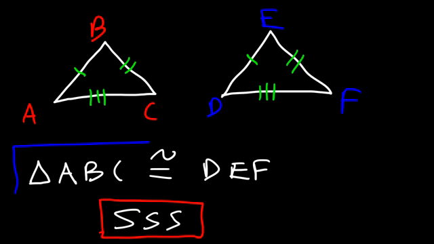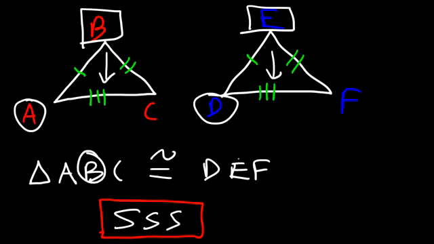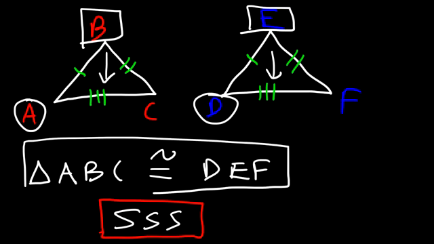Now when you write this expression, you need to write it in such a way that the letters of each triangle correspond to each other. So angle A corresponds to angle D because they're opposite to congruent sides. Likewise, angle B corresponds to angle E. They're opposite to congruent sides, and so we need to make sure that they match when writing this statement. And angle C corresponds to angle F.